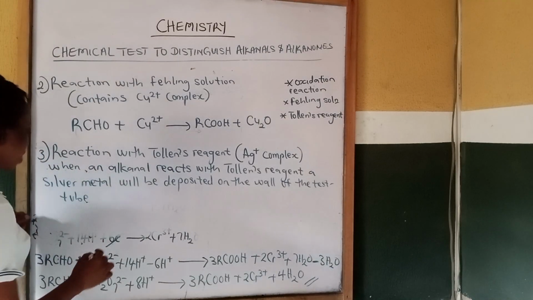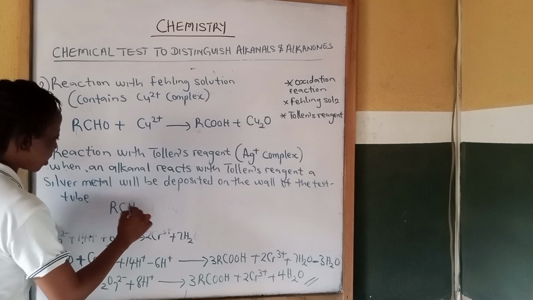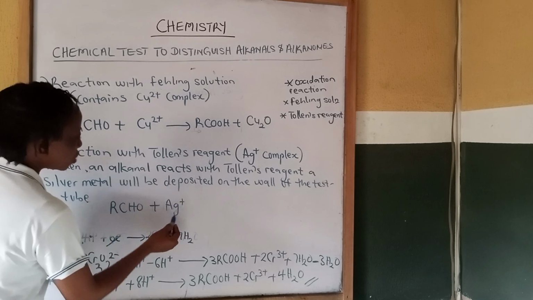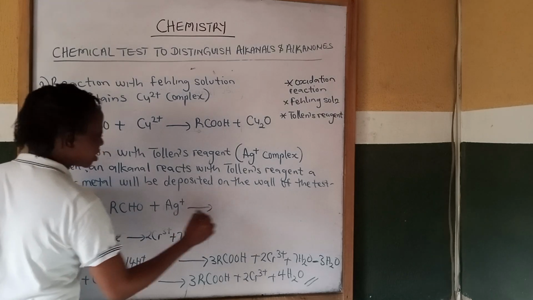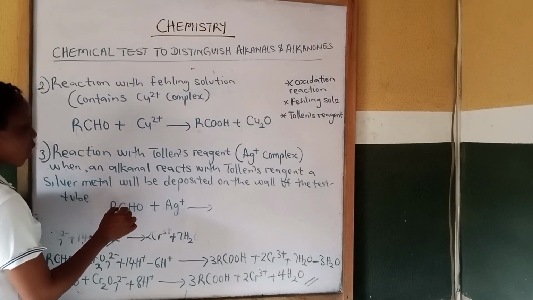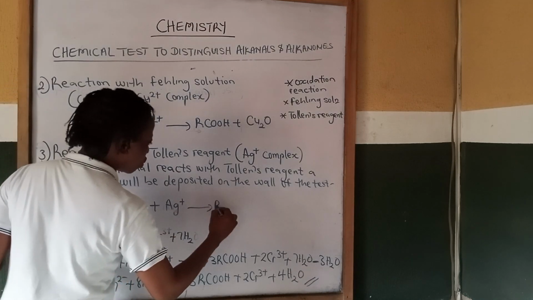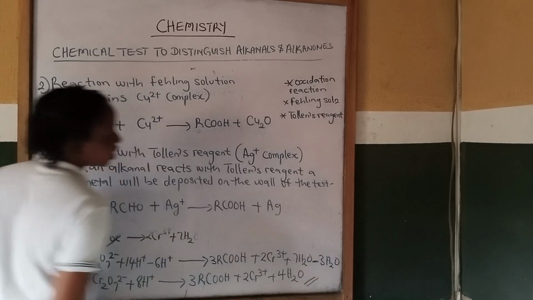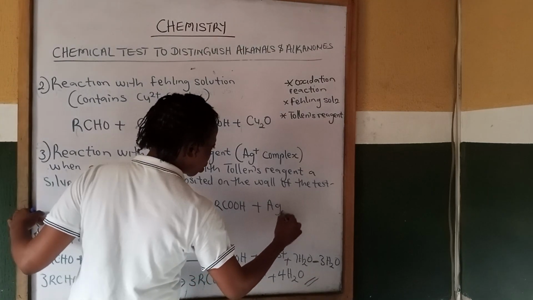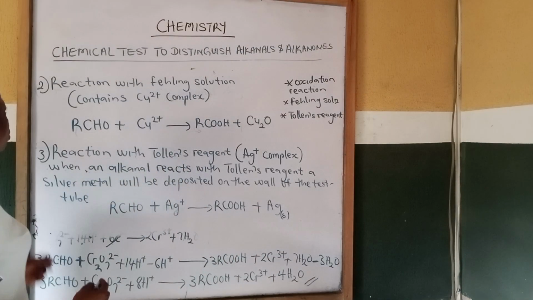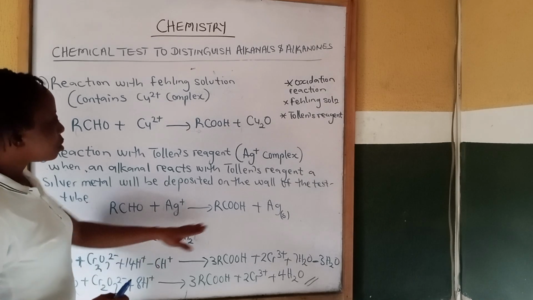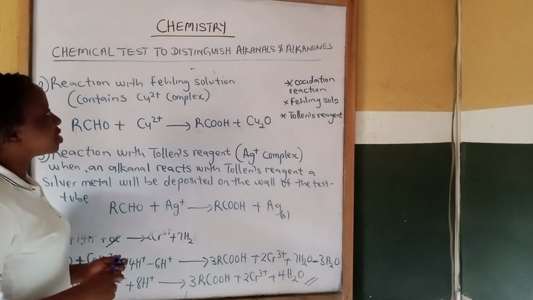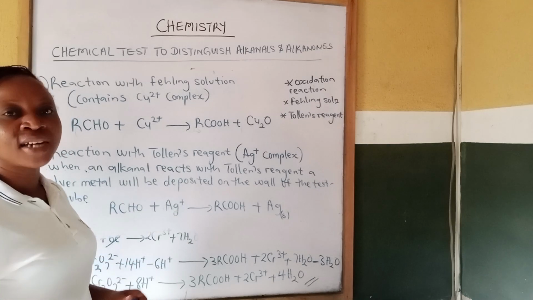So the chemical reaction for that is reaction between an alkanal RCHO and what? And silver complex. So the silver complex will serve as an oxidizing agent that will what? That will add oxygen to your alkanal to give you RCOOH. And the silver metal, which is Ag, will be what? Will be deposited on the wall of the test tube. So that's all about chemical tests to distinguish alkanal and alkanone.